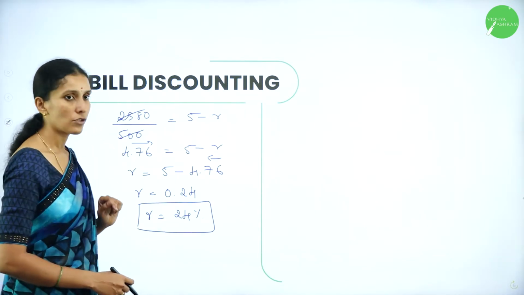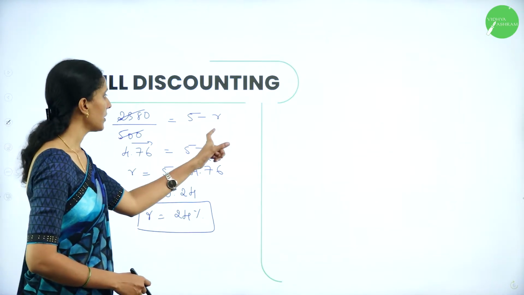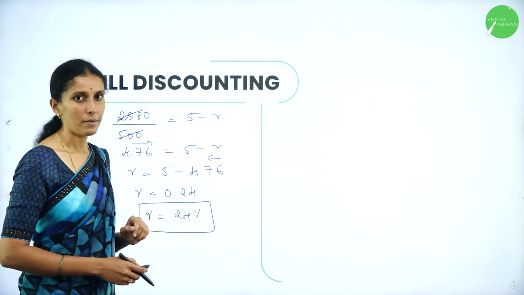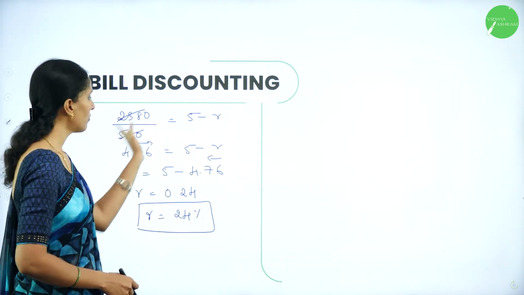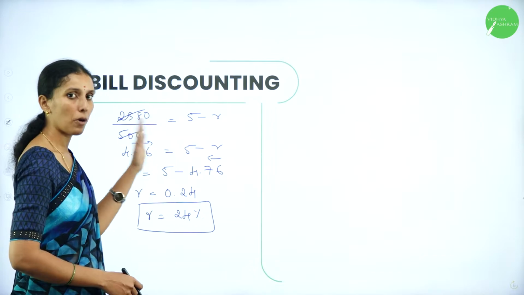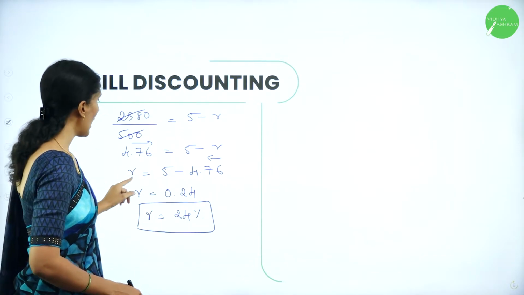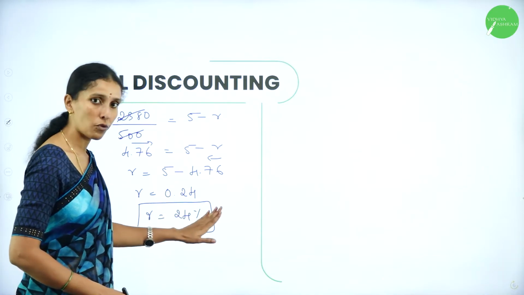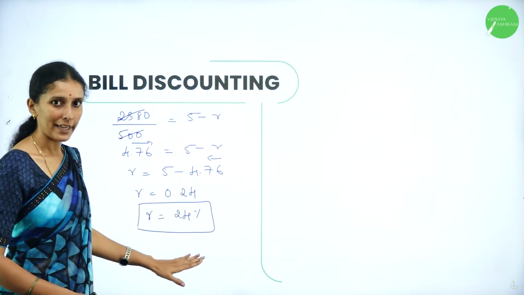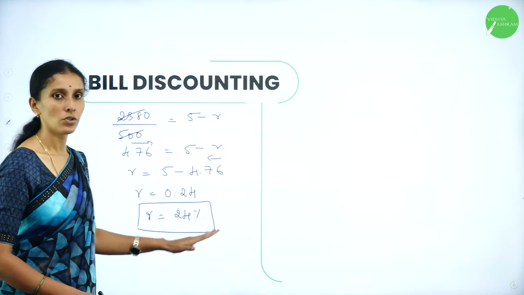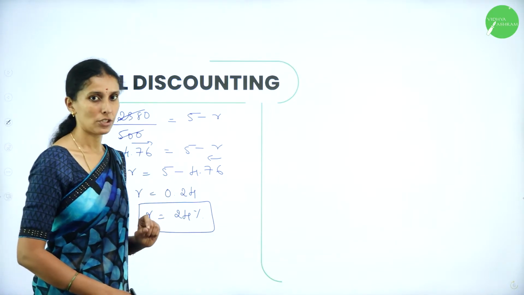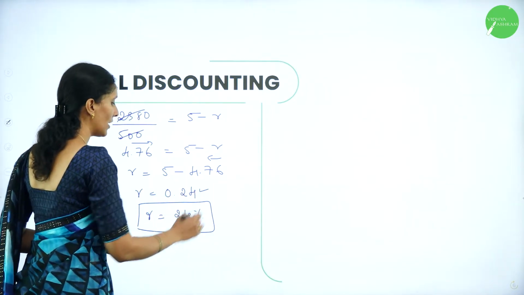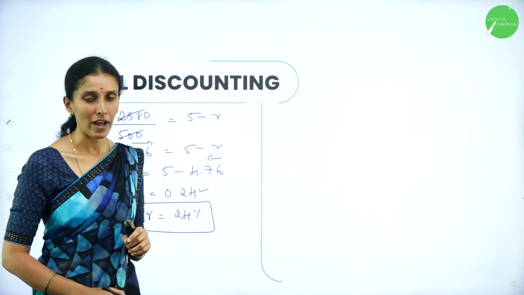So you will get 4.76. On your right hand side you have 5 minus R. Shift R and 4.76, so they will become positive and negative. So R is equal to 5 minus 4.76, which is 0.24. When you convert it into percentage, you will write it as 24%. So this is your decimal value. This is your percentage value.